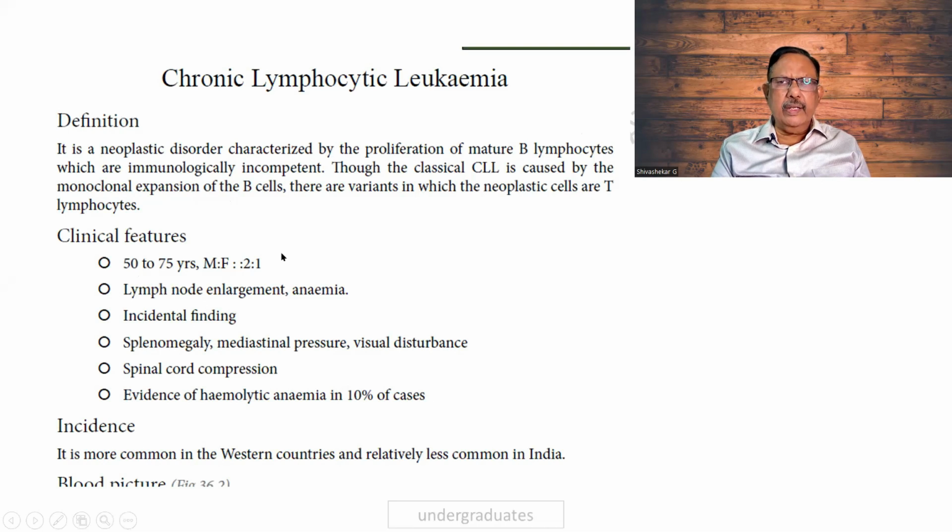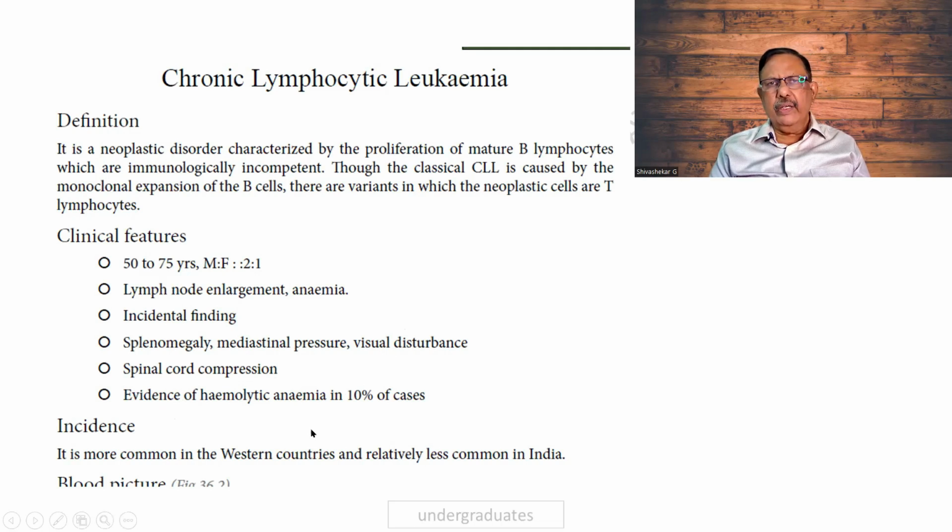Again, the age is increased. Chronic means older age, 50 to 75 years. There can be lymph node enlargement. In most cases, it is an incidental finding. De novo it is found. Splenomegaly may be present, and mediastinal pressure because of the lymph nodes. Visual disturbances: always when something is going to compress upon the optic nerves, it can happen. Spinal cord compression leading to pain, and there can be a mild amount of hemolysis. These are the clinical features.